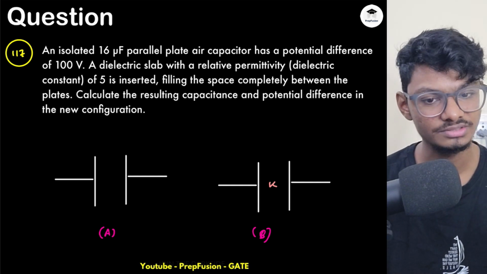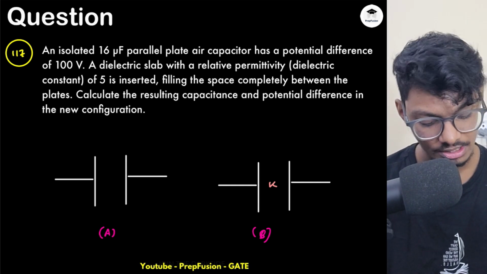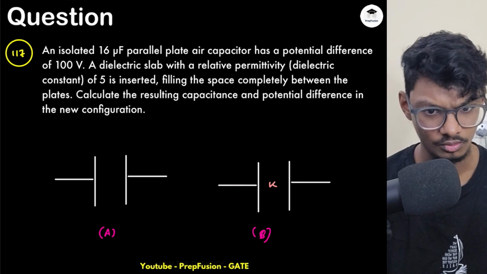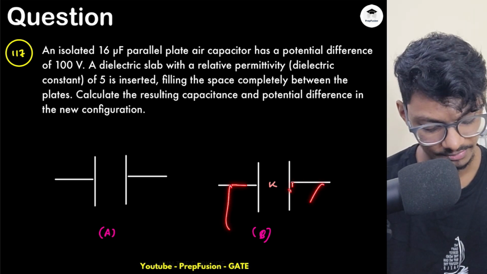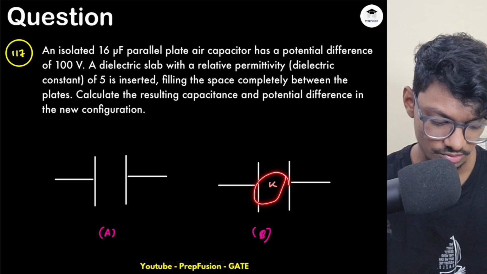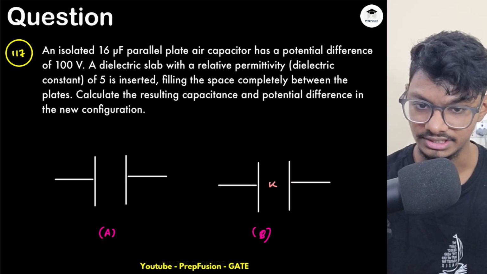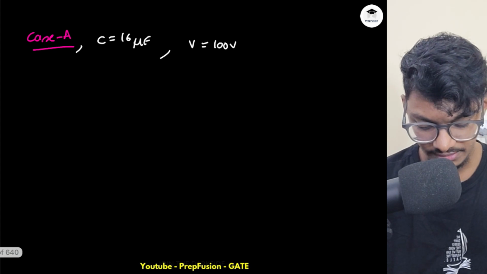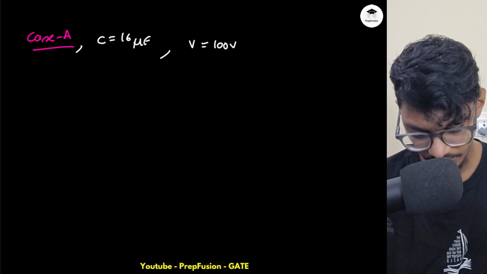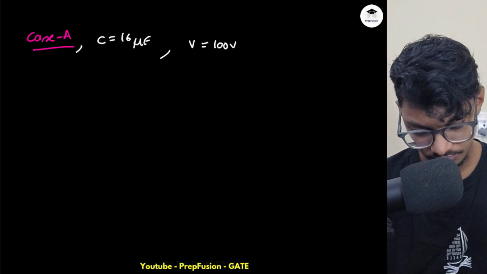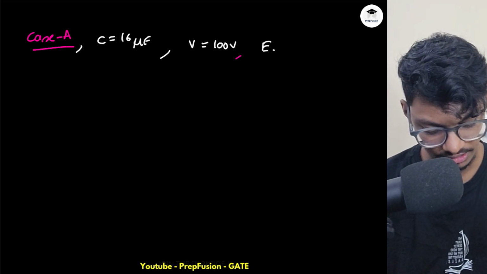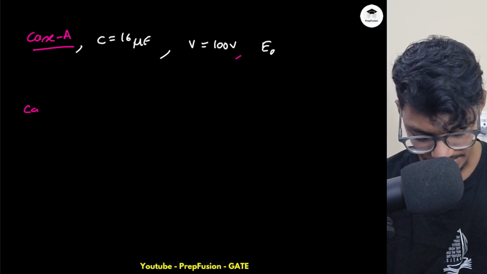So will the potential difference be the same or will it change? The potential difference between these two plates cannot change, I am just applying some potential. The electric field will change in this region, that is for sure, but the potential difference won't change. So case A is this, and case B will be this one. Let's assume that initially I have electric field E0. So in case B, what will happen?